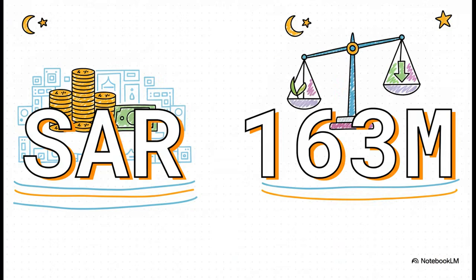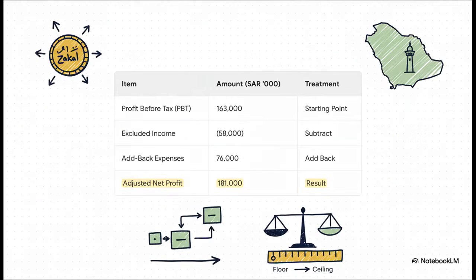For our first method, the adjusted net profit one, everything kicks off right here with ZATCA's profit before tax, or PBT. For them, that's 163 million Saudi riyals. That's our starting block. Now, we don't just take that number at face value. We have to adjust it to get closer to the real zakatable wealth. So you'll see we subtract income that's not from the core business, like a 58 million gain they got from selling some land. Then we add back 76 million in expenses that, for zakat purposes, don't actually reduce wealth, things like depreciation or maybe some fines. That gives us a final adjusted net profit of 181 million. Okay, let's file that number away for a moment.